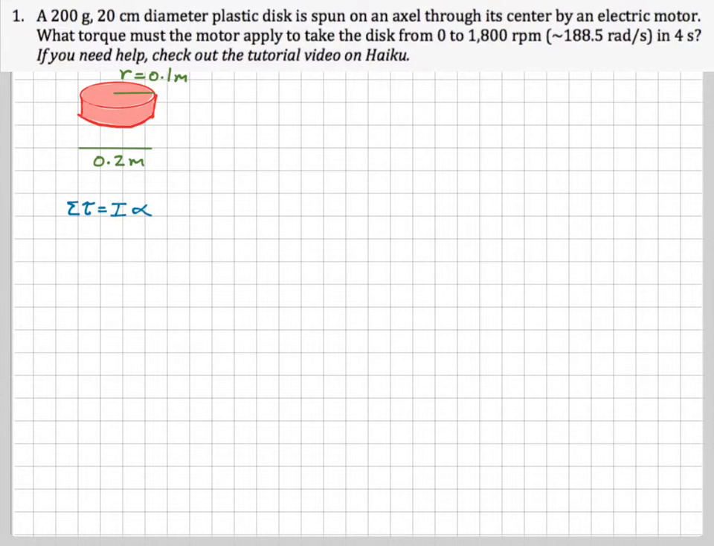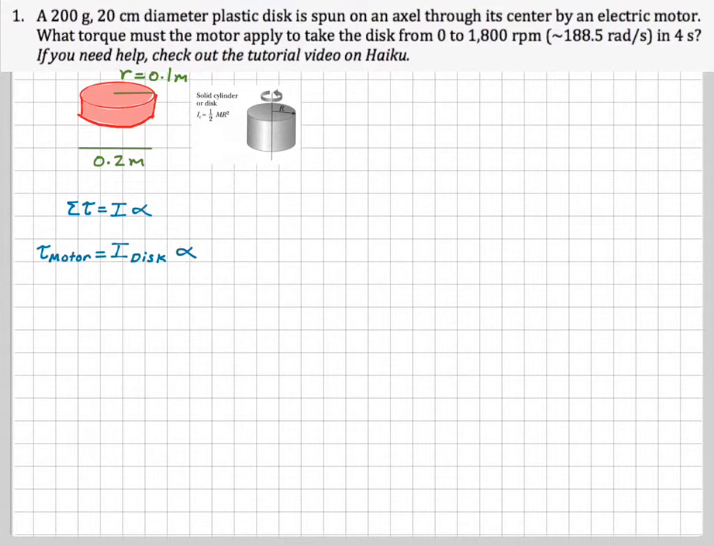We'll start with our net torque equals I alpha equation. It's our new equation, and if our goal is to find the torque of the motor, this is a good equation to start with. The only torque being applied to the disc is the torque of the motor, so that's going to equal I of this shape, and this shape is a disc, so I of a disc times alpha.